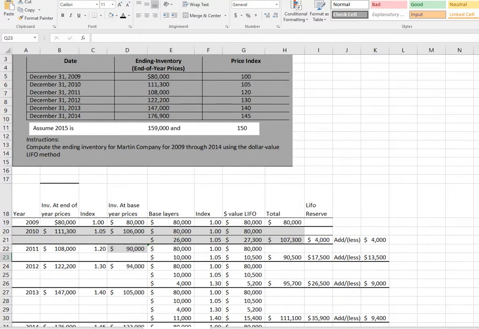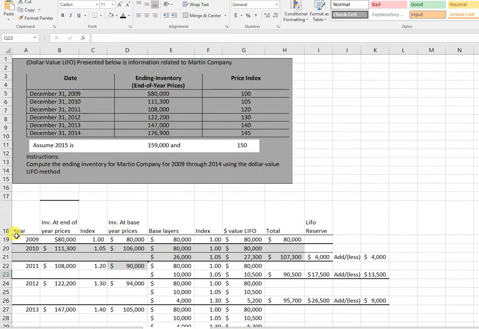So I'm going to make this a little bit larger. So again, we start at the beginning. I'm going to highlight these as I want you to write them down. I'll make them different colors as we go along. So in 2009, I have 80,000 and the price index is 100 or 100%. So I have my inventory of 80,000. I bring it back to the base year, so I divide by 1 to get 80,000. I have only one layer, so it's still 80,000. I bring it back up to the current year, times 1, 80,000.